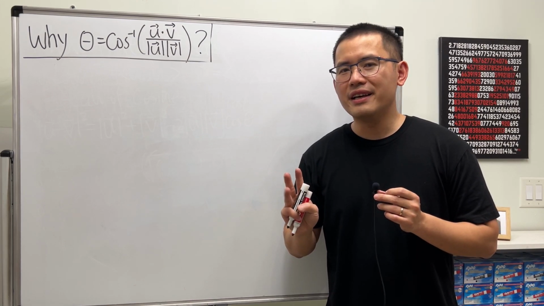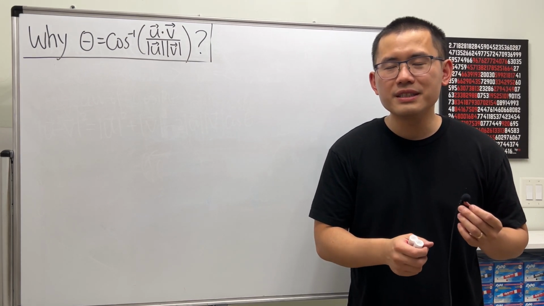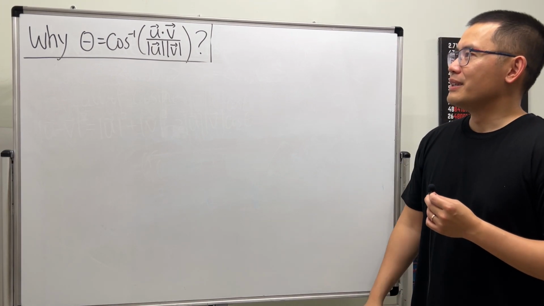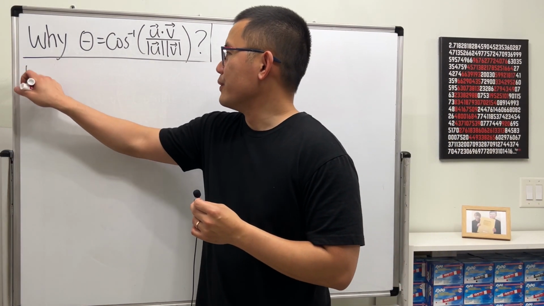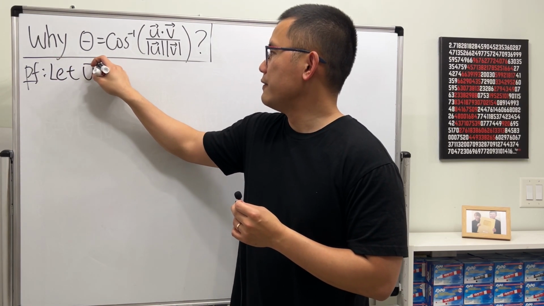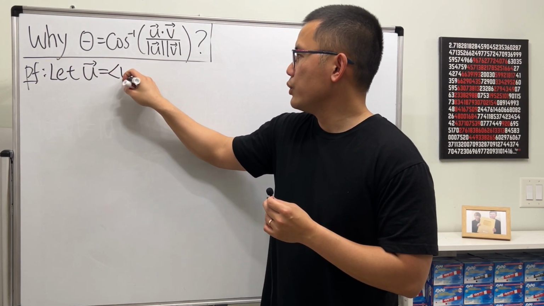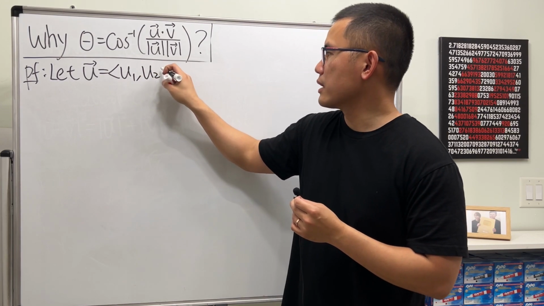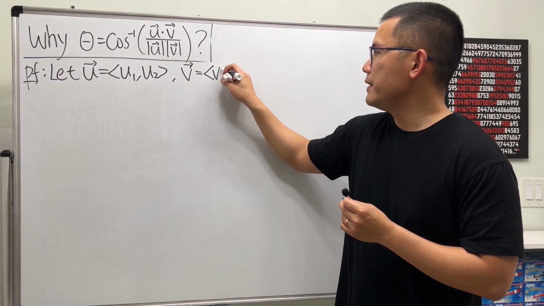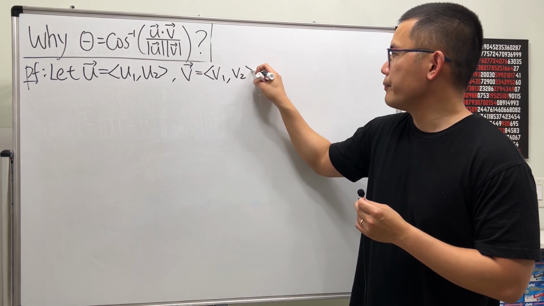Because for the 3D case, we'll just have one more component. The computation, the idea, is the same. So here we go. Proof. I'm going to start off by saying that the vector u, in component form, is u1, u2, and then v is equal to v1, v2.